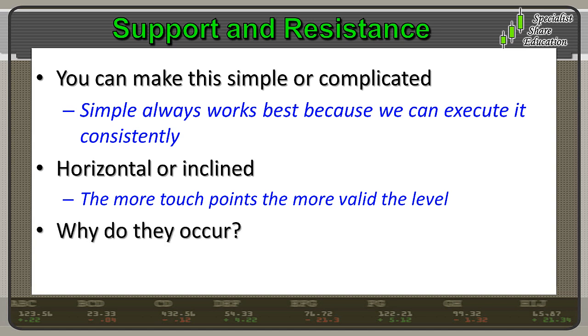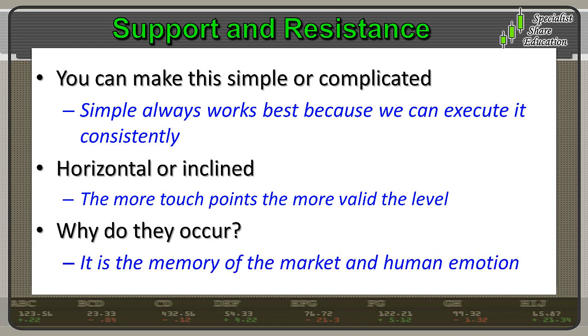Now let's have a look at why they actually occur. And it's really just about human emotion and the way that people behave at extremes of the market. And also the market has a bit of a memory. Where prices have turned in the past, there will tend to be an impact at that level in the future.